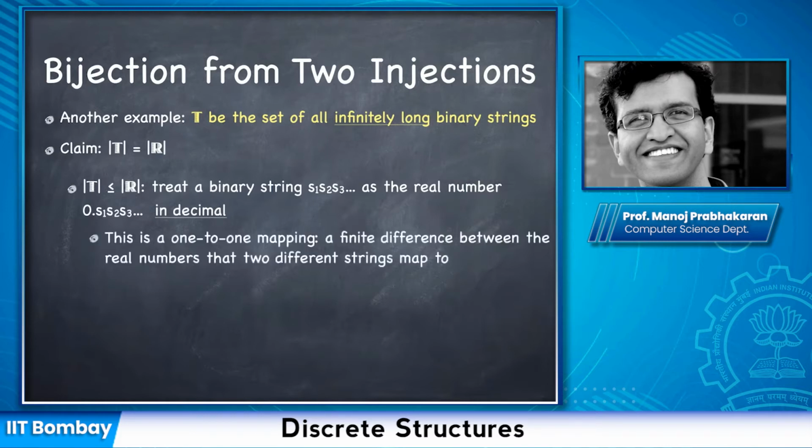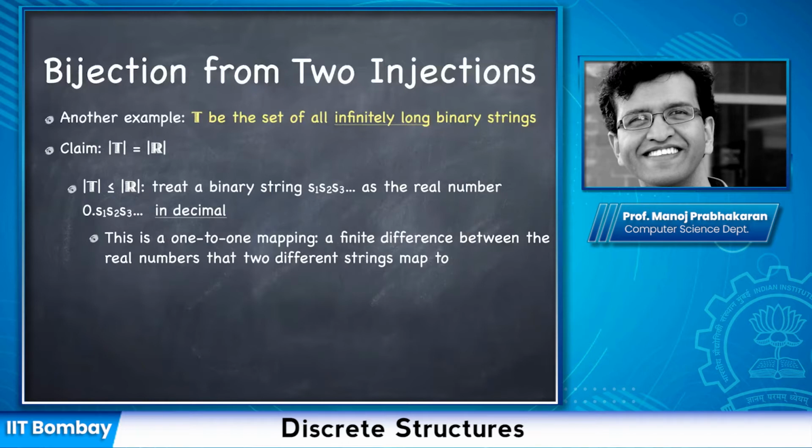I'm claiming that this is a one-to-one mapping. That is to say, if I took two different strings, they differ at some position, right? Say they differ in the first position, for instance, 0.1 something and 0.0 something. Then there's a finite difference between the real numbers. There's a lower bound on how close these two things can come. So even if one is 0.10 and the other is 0.01. Remember, we only have zeros and ones in the string.